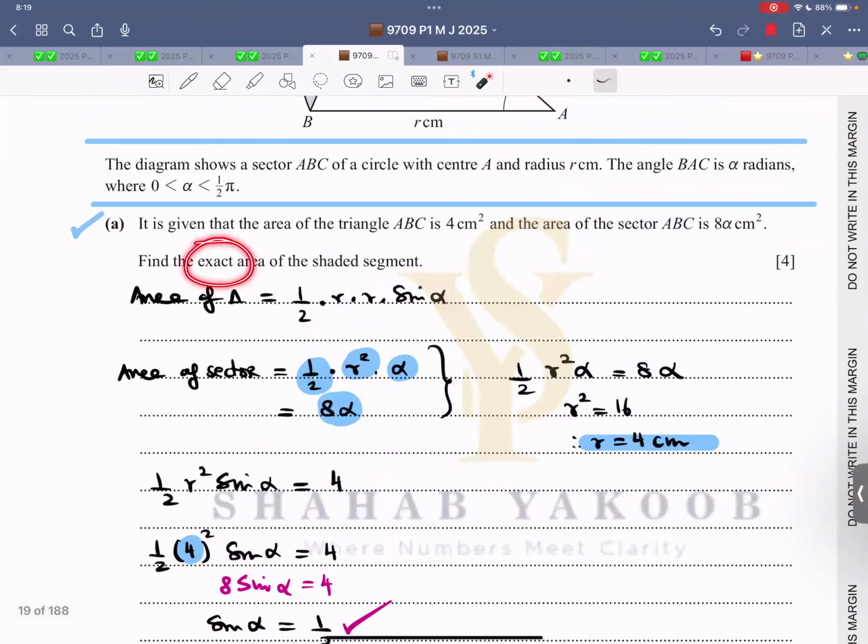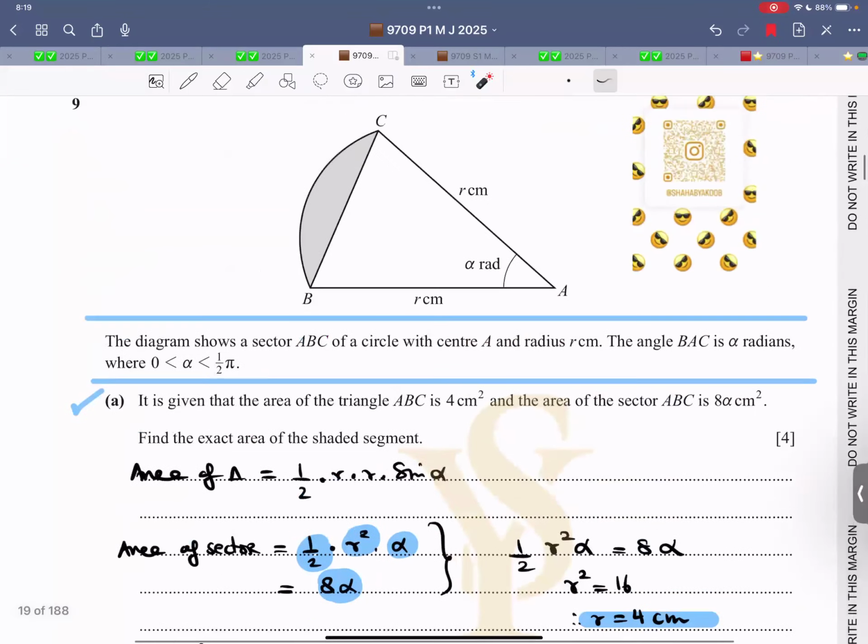Did they say exact? Yes, they definitely said it. So now the person who asked me on YouTube in the comment section, sir, please solve this, I hope he is happy now.